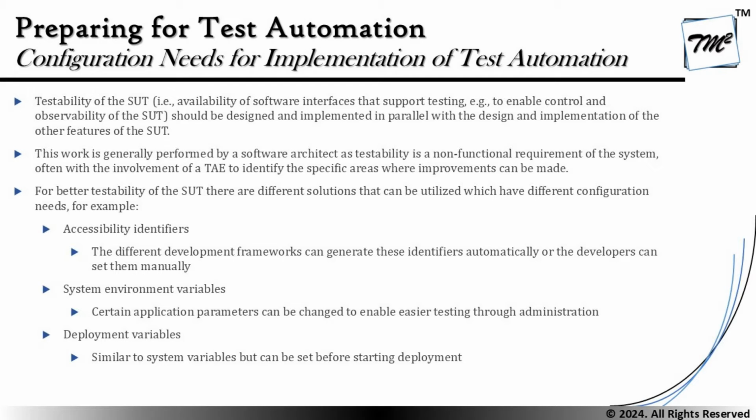And in the same way, when it comes to deployment variables, they are similar to system variables, but can be set before starting the deployment. So right from these examples, what we just understood is that for having different parameters to be dealt with, we may have different points of time to do this, or certainly may have different steps to be performed by different people in order to make this happen.